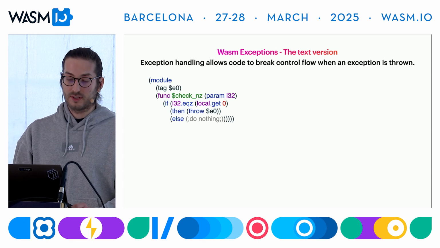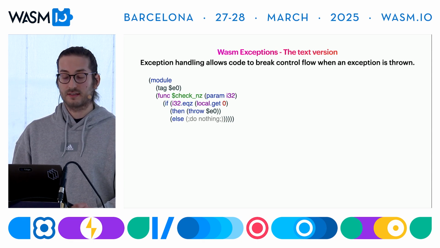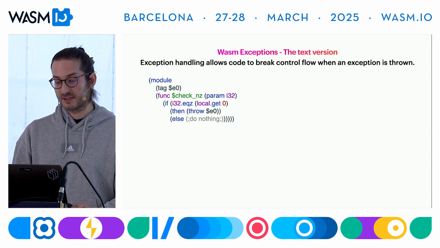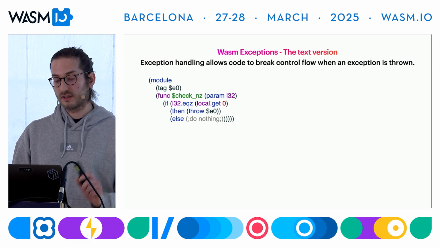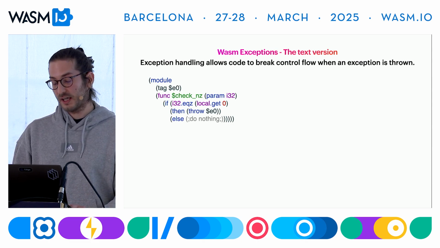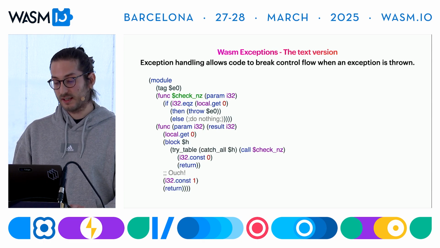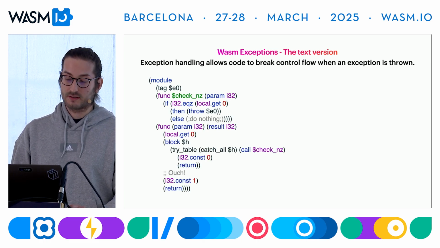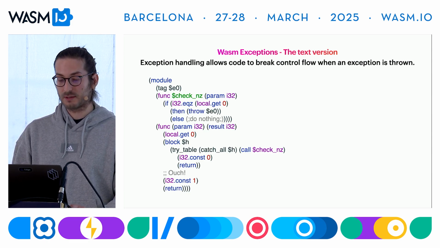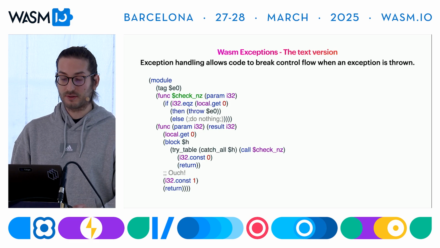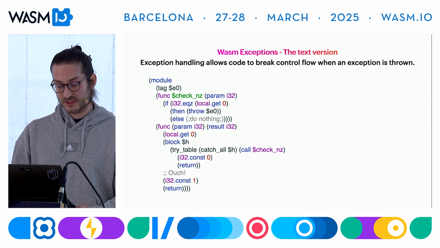In this simple function, it just takes a parameter and checks if the parameter is equal to 0. If it is, then we throw an exception, and if it's not, it does nothing. And then we have a function that takes a parameter, calls this function, and tries to catch the exception that might be thrown by the check non-zero function. So what are the semantics of this function?